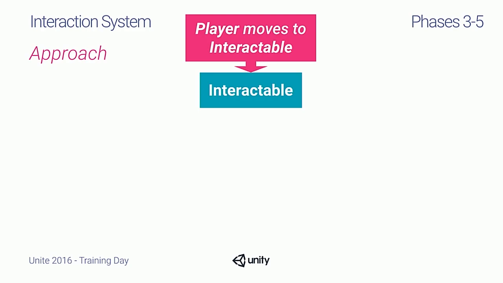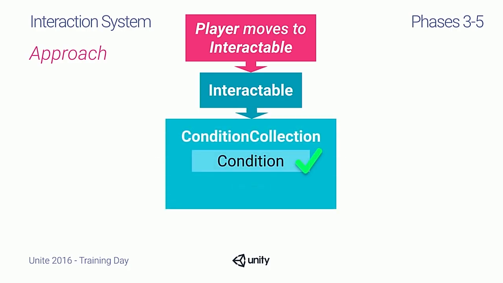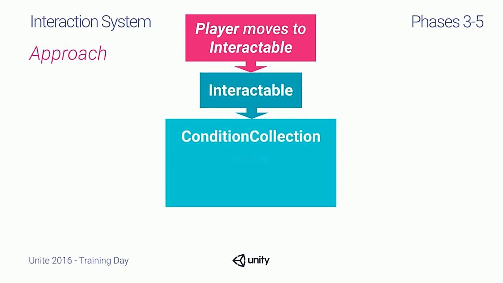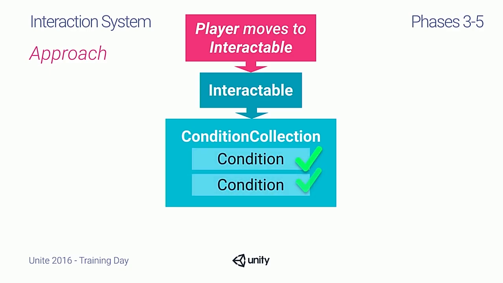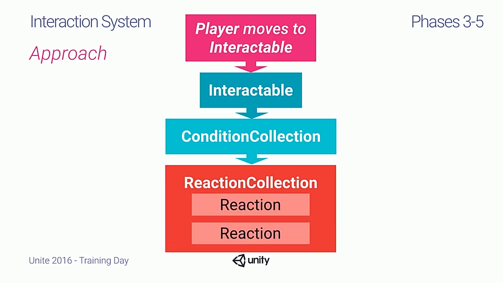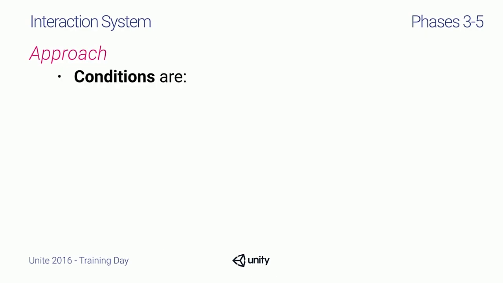So the player moves to the interactable. We click on the interactable. The condition collection will have a series of conditions, and we check to see if they're all correct. And if they're not, well, then we move on to another condition collection and see if those are correct. And if the new condition collection is correct, then we call a reaction collection, because we want to be able to do more than one reaction. We want to have a collection of reactions, an animation reaction, text reaction, anything that we need in the game.